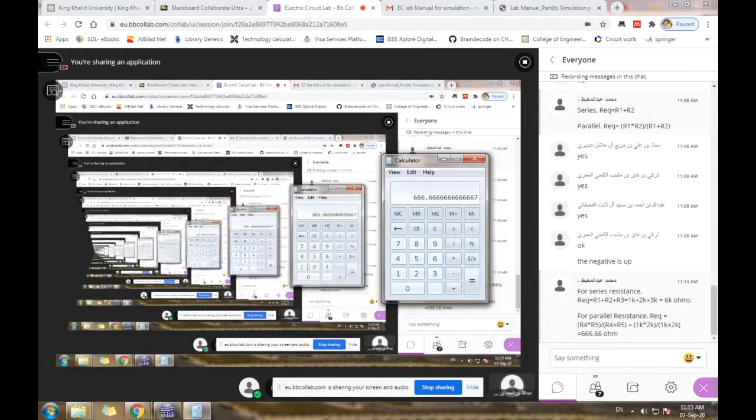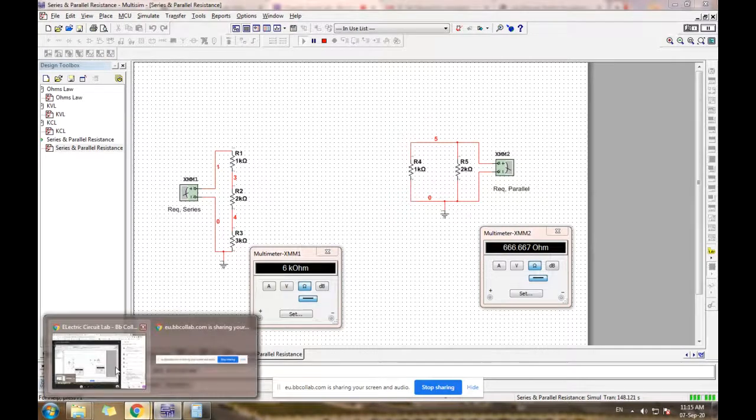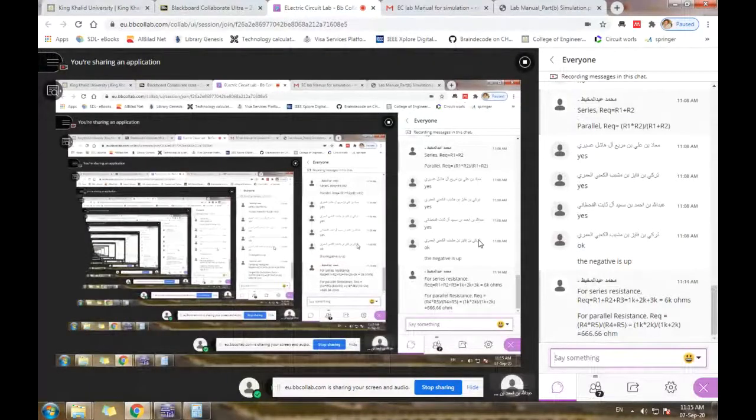So that is the same value that you have got using the practical simulation. So you can say that the formula that we have used and the practical results that we have got are the same. So hence we can say that it is verified.